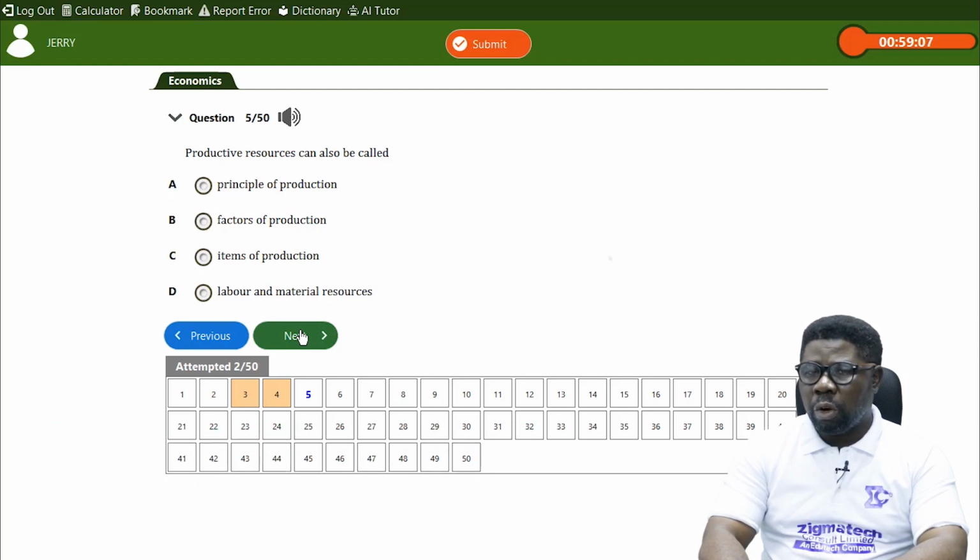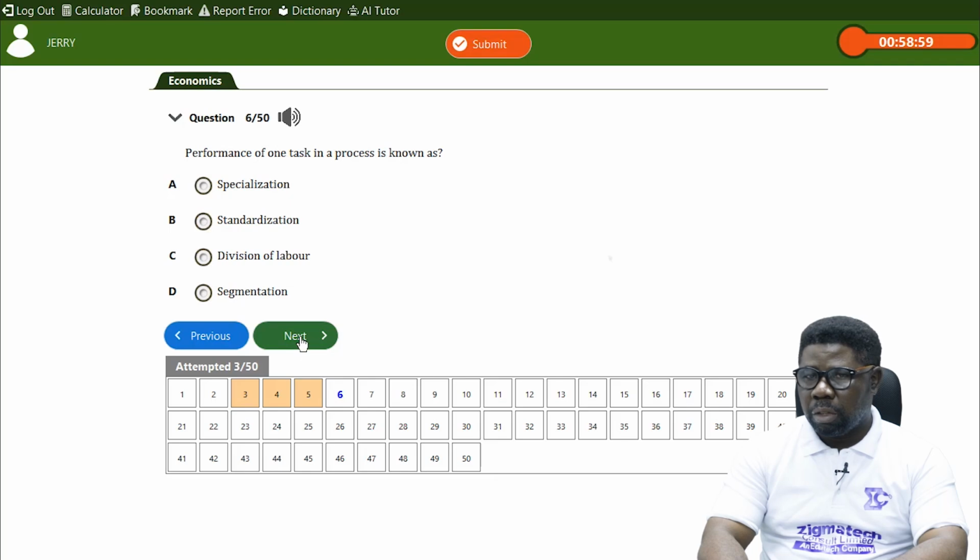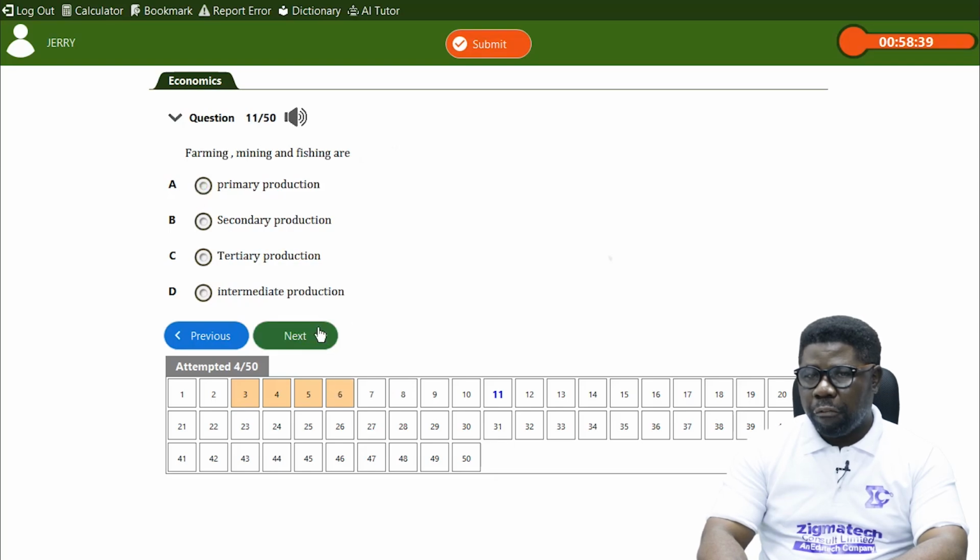Productive resources are called what? They are called factors of production. Okay. Let's check the next one. The performance of one task in a process is known as what? Specialization. Farming, mining, and fishing are examples of what? Primary production. Okay.